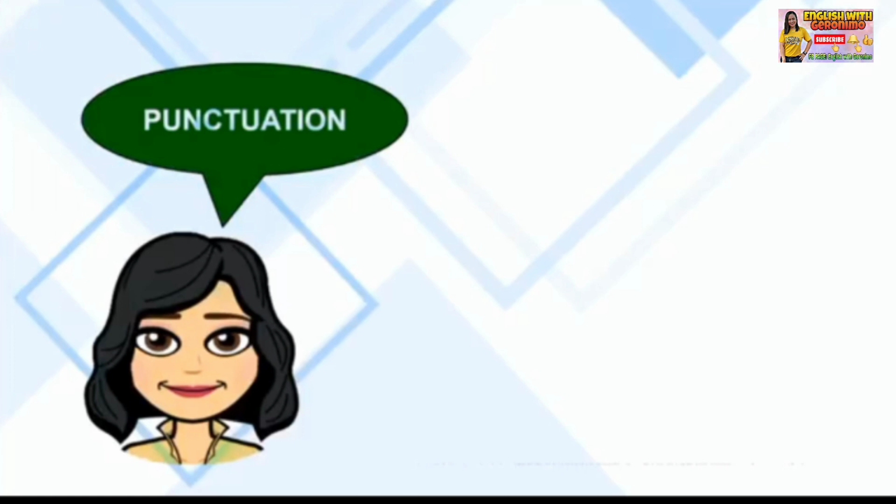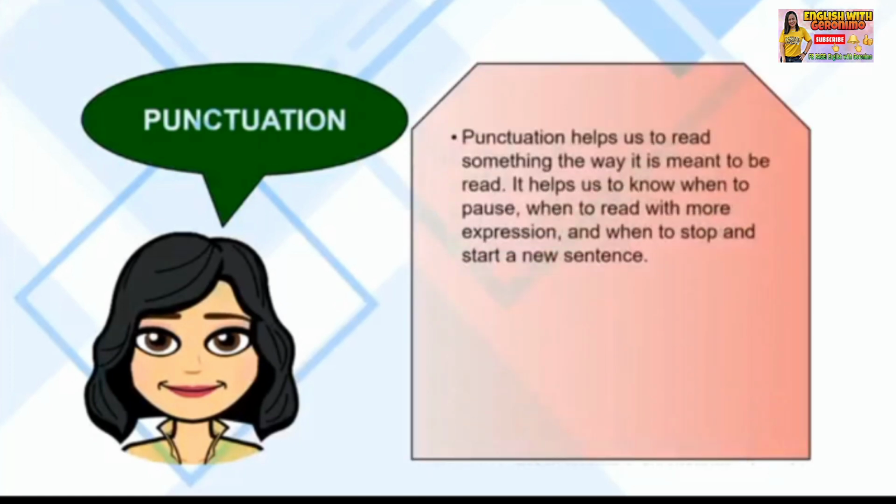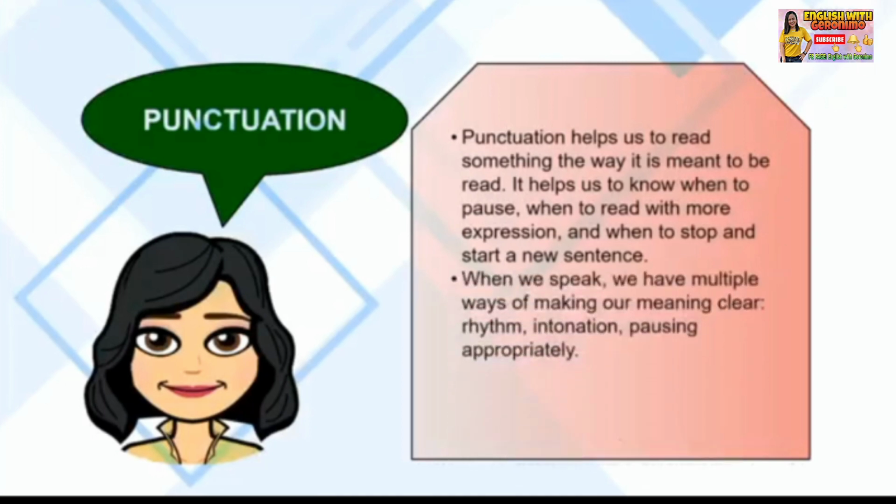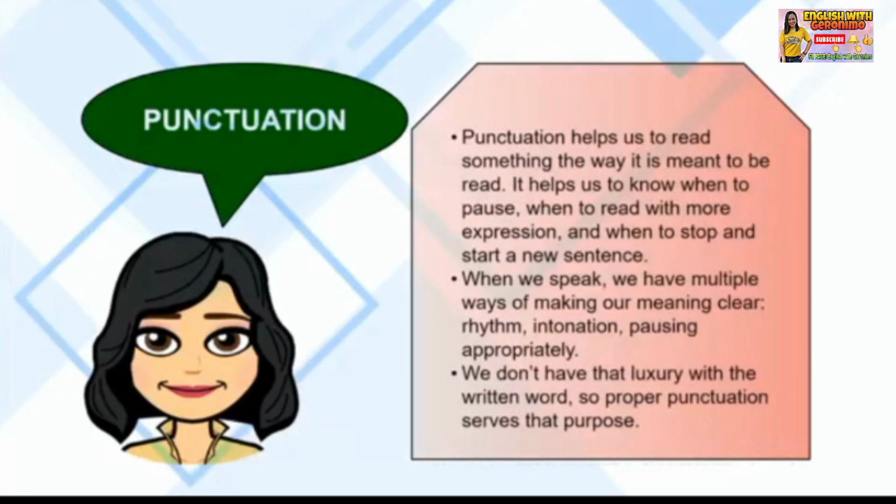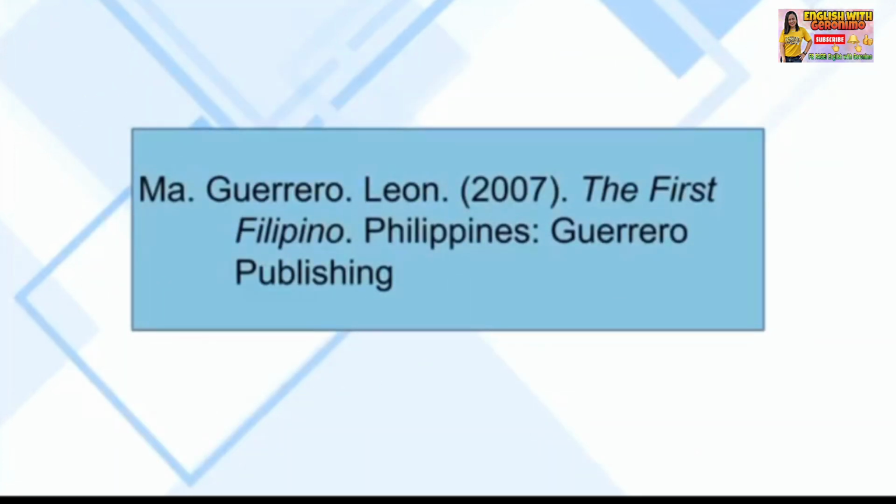Number 2. Punctuation. Punctuation helps us to read something the way it is meant to be read. It helps us to know when to pause, when to read with more expression, and when to stop and start a new sentence. When we speak, we have multiple ways of making our meaning clear: rhythm, intonation, and pausing appropriately. We don't have that luxury with the written word, so proper punctuation serves that purpose. In this example, there should be a comma after the surname Maria Guerrero, not a period.